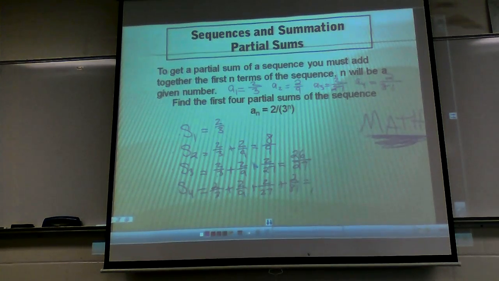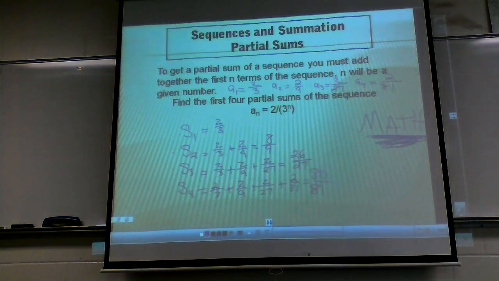Wait, don't you just do 8 over 9 plus 2 over 27? Yeah. If I change this to 27, that 8 over 9 is 24 over 27. Then the next one would be, obviously, over 81. What do those all add up to over 81? 80. Yeah, I would hope so.